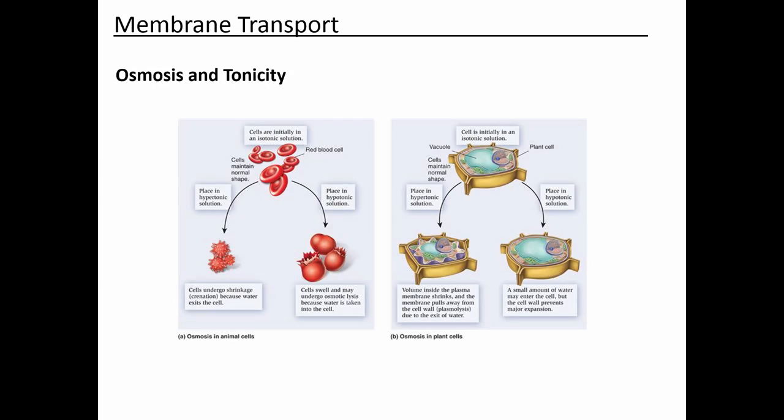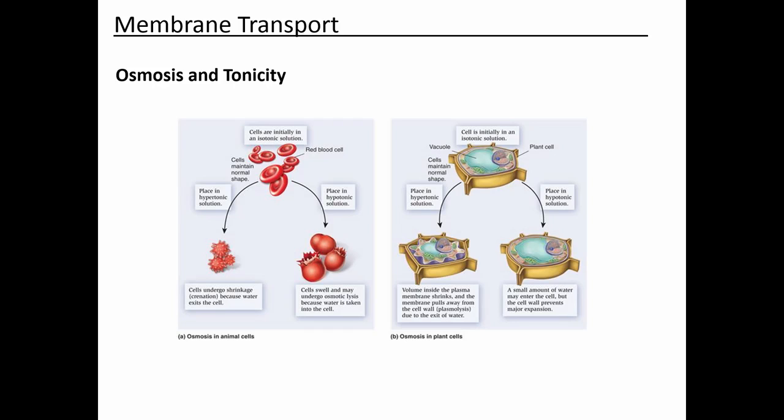This just describes the effects that you saw in the lab last week, in terms of putting a particular cell in a hypo versus hypertonic solution. For red blood cells, when you put them in a hypertonic solution, water leaves and the whole cell shrinks. When you put them into a hypotonic solution, the cells swell, and if the solution is hypotonic enough, it can cause the red blood cells to burst because of the water that moves in.